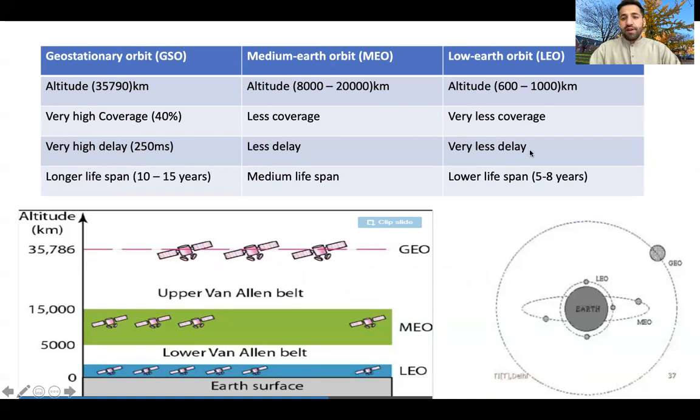This delay is very small in low Earth orbit satellites because of their proximity to the Earth's surface. For that reason, low Earth orbit satellites are used for communication purposes. Also, because geostationary satellites are very high in orbit, they have a longer lifespan because they experience less friction from the atmosphere, and the gravitational force is also lower on them.